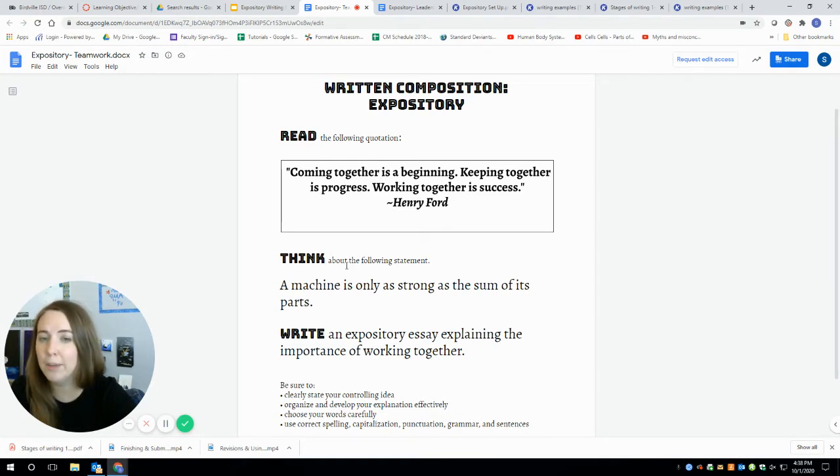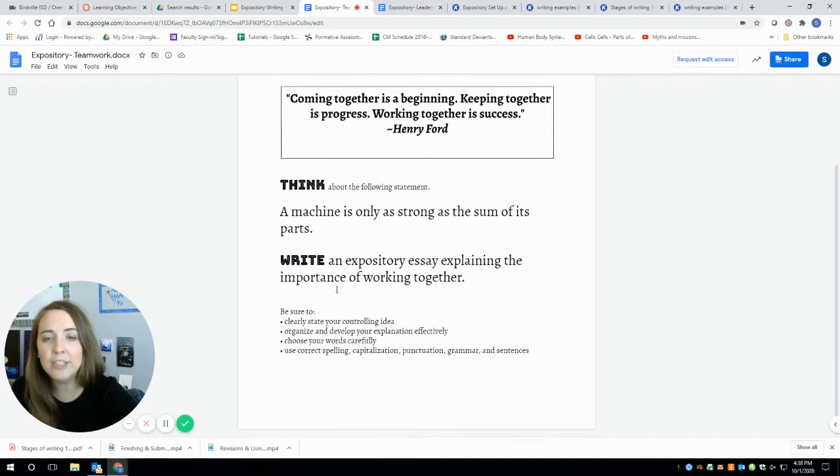Then you're going to have something to think about. A machine is only as strong as the sum of its parts. And then they're actually going to give you that writing prompt. So it says, write an expository essay explaining, hint, hint, wink, wink, the importance of working together. So that is what you would basically be writing your essay about.